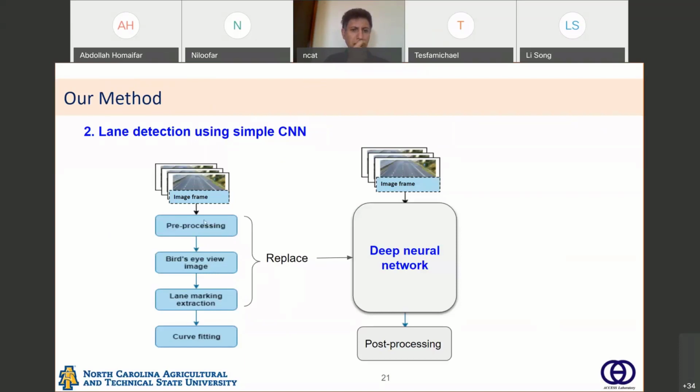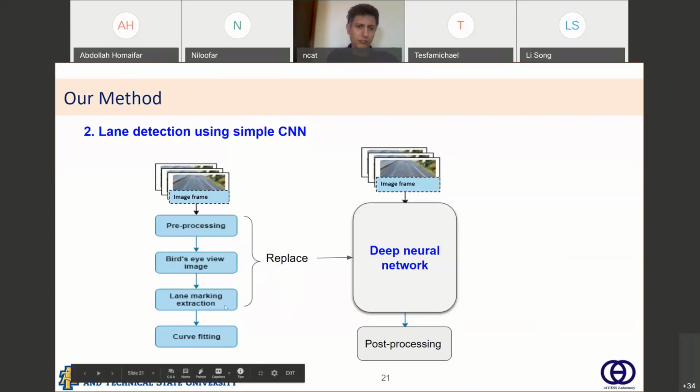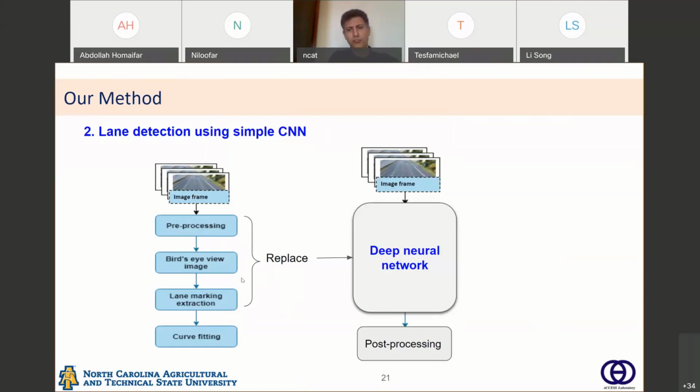What we're trying to do here is, what if we replace all this pre-processing stage, the bird's eye view transformation and the lane marking extraction, all these stages, by a deep neural network. As I showed you earlier, in the lane marking extraction method we have a lot of thresholds, for example for intensity and for lane widths. All of these parameters should be easy to learn by our neural network, and we shouldn't be worried about how we place the camera and what the intensity values should be.